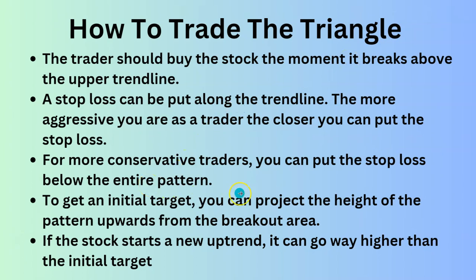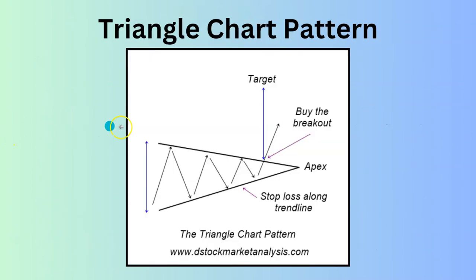And to get the initial target, you can project the height of the pattern upwards from the breakout area. And if the stock starts a new uptrend, it can go way higher than the initial target. Let's look back at the image here. So you have a triangle.